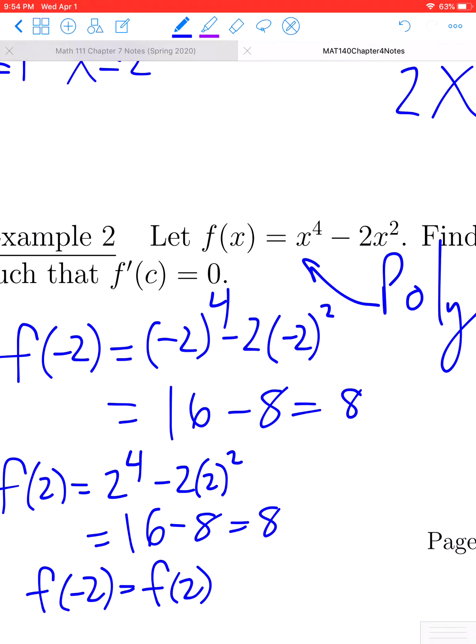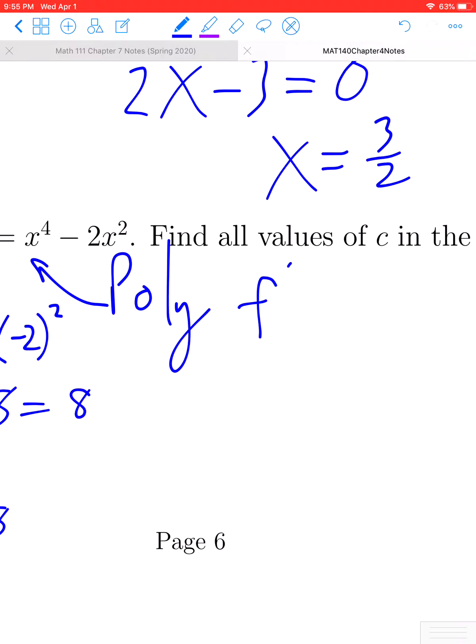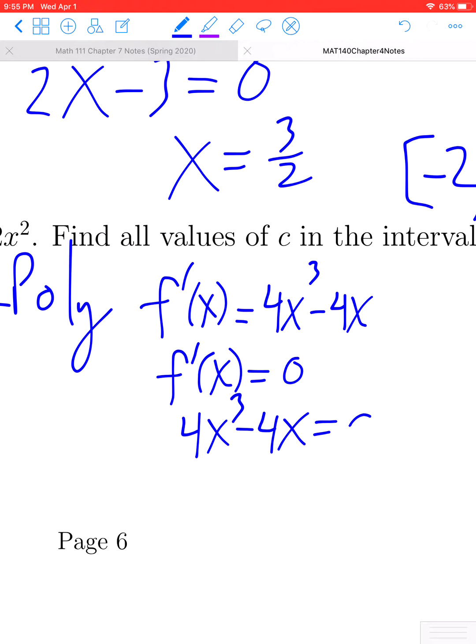F is continuous on the closed interval -2 to 2. It's differentiable on the open interval -2, 2. Therefore, Rolle's theorem guarantees at least one value c in that open interval such that f prime of c should be equal to 0. Well, let's go ahead and take our derivative. F prime of x is going to be equal to 4x cubed minus 4x. We're going to set that derivative equal to 0. So when is 4x cubed minus 4x equal to 0?